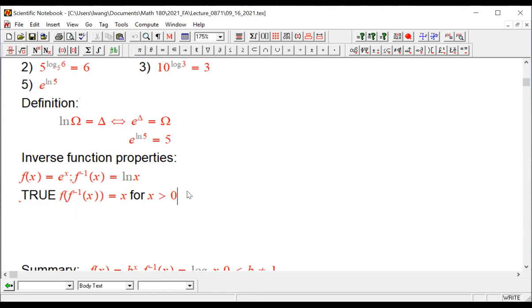What does it say? Your input to the inverse function produces an output. That output serves as input for the f function, and that produces an output. That output is going to be exactly the same as your input.